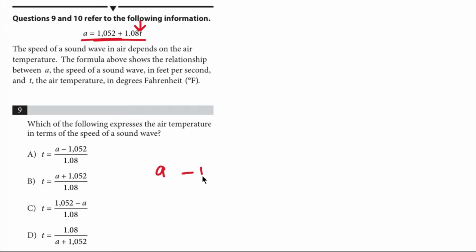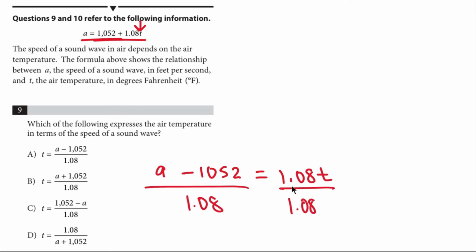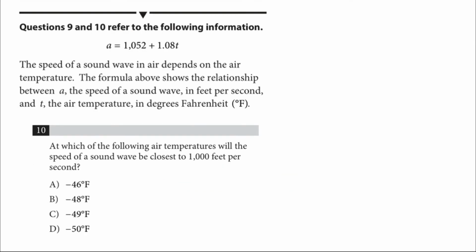a minus 1052 is equal to 1.08 times t, and let's divide both sides by 1.08, so 1.08 will cancel on this side, and therefore t is equal to this. So choice A is the correct answer. Now let's move on to the second part related to this information. At which of the following air temperatures will the speed of sound wave be closest to 1000 feet per second? In other words, when you put 1000 instead of a, what will be the value of t?